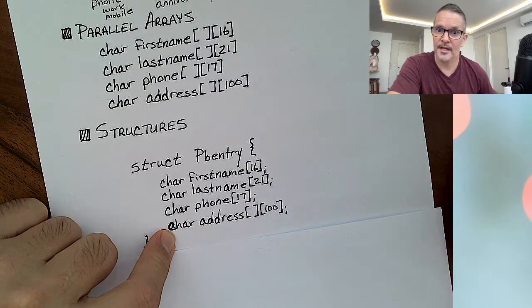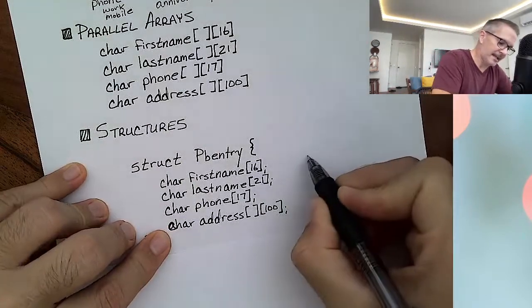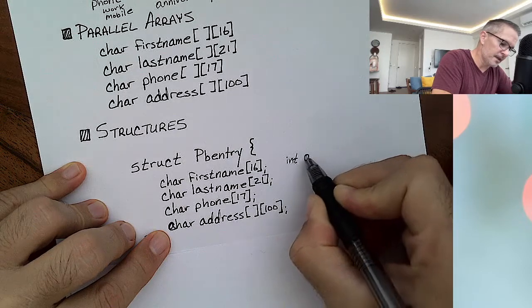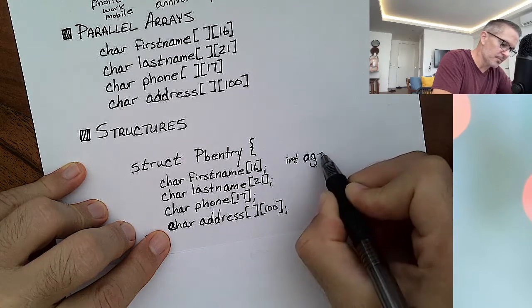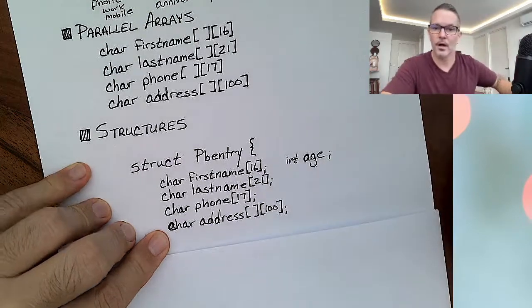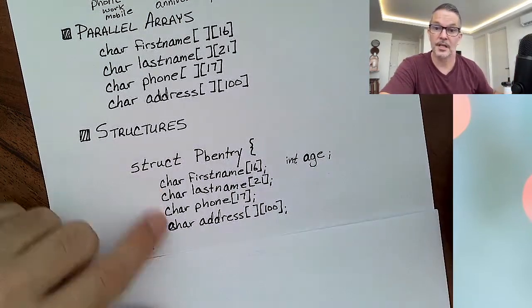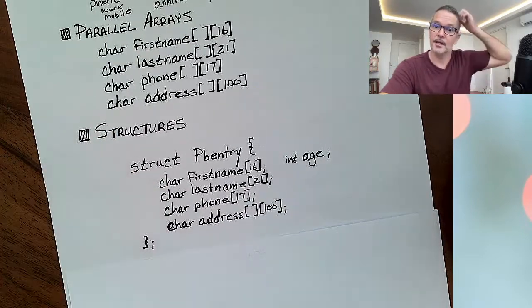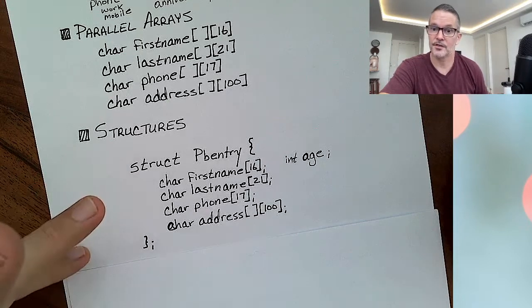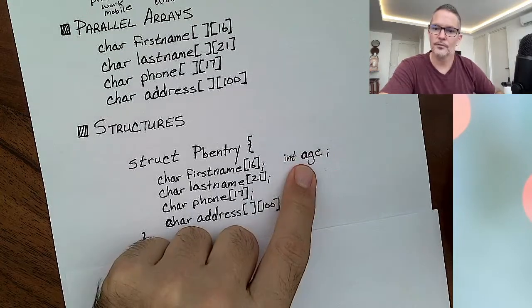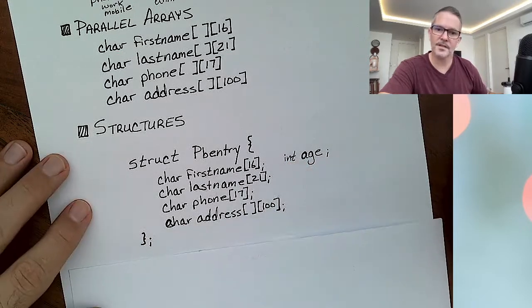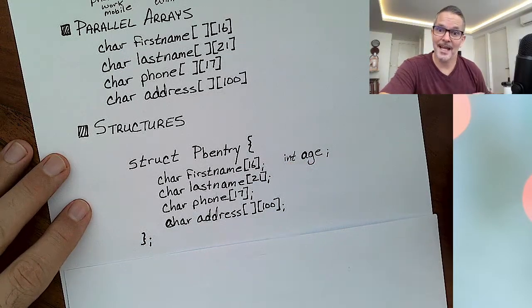variables. They can be arrays or just single variables. As an example, I could have added into this definition an integer for the age of the person. So all the entries in the structure don't need to be arrays. It just so happens that in this structure, I've made everything an array of characters because I'm storing strings. But we could have had something else, like maybe the age of the person. All right, so this is how I define a structure.